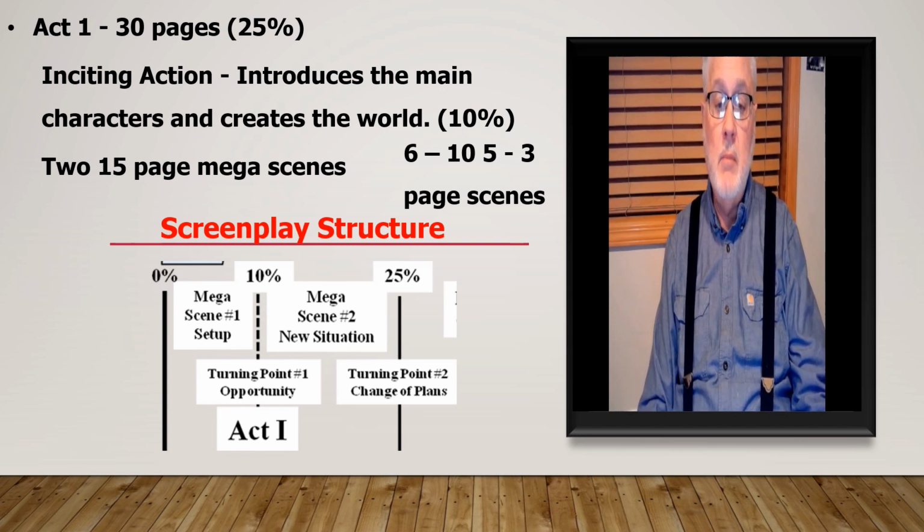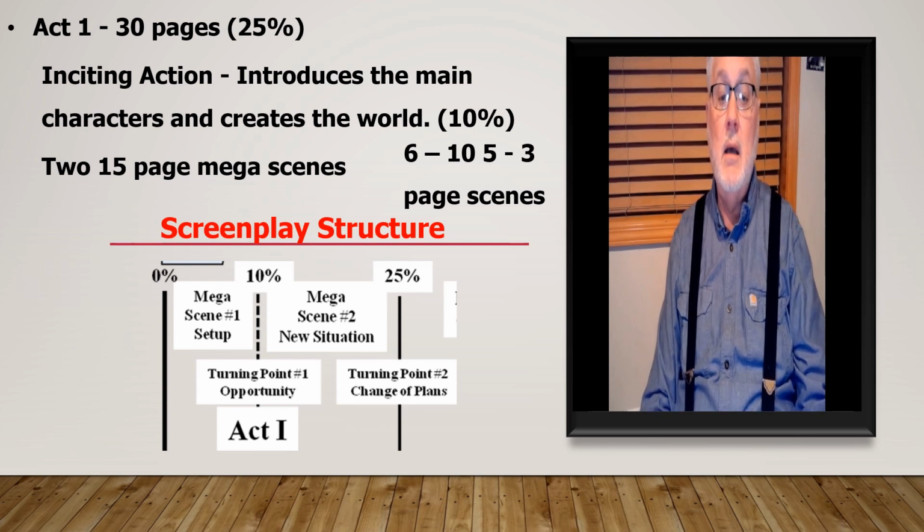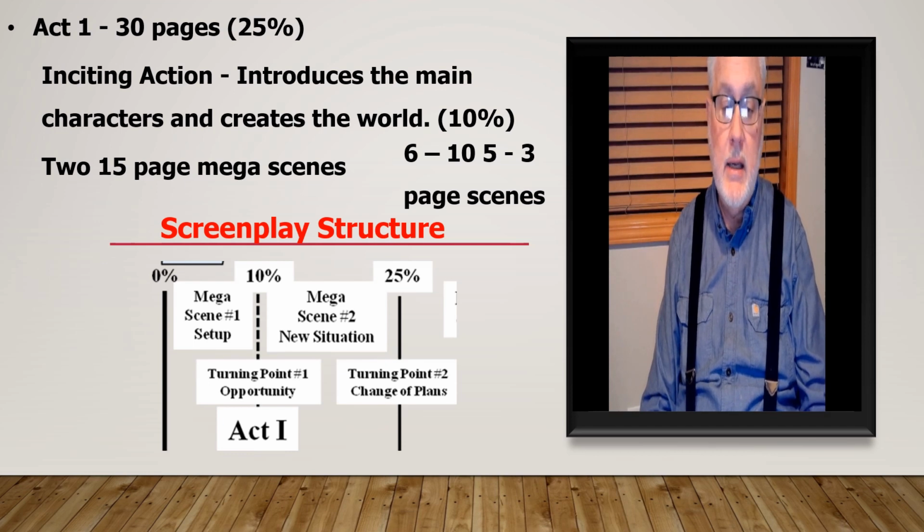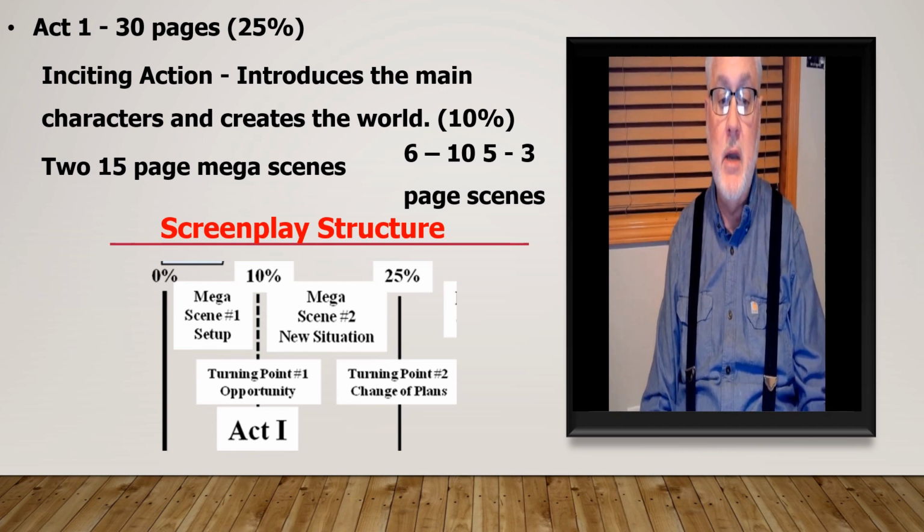So the numbers, again, up in the side there, that's 6 to 10, 5 to 3. If you have 5-page scenes, then you should have 6 scenes. If you're running 3 pages per scene, then you should have up to 10 scenes. But basically, you can break it down into 2 15-page mega scenes.